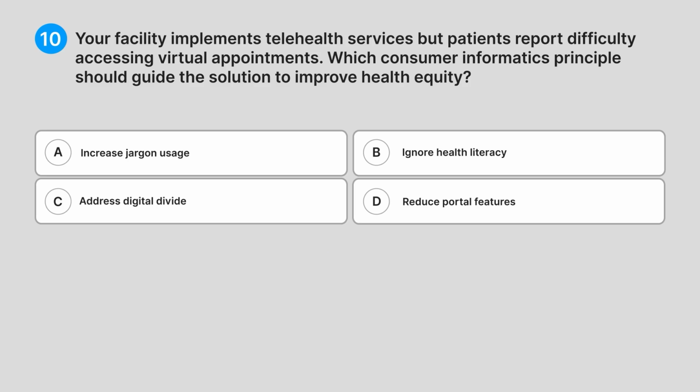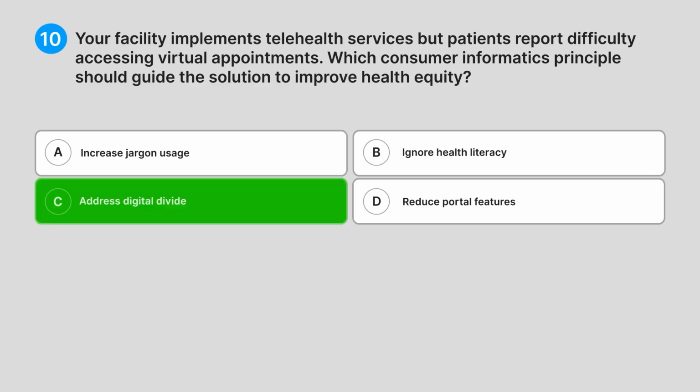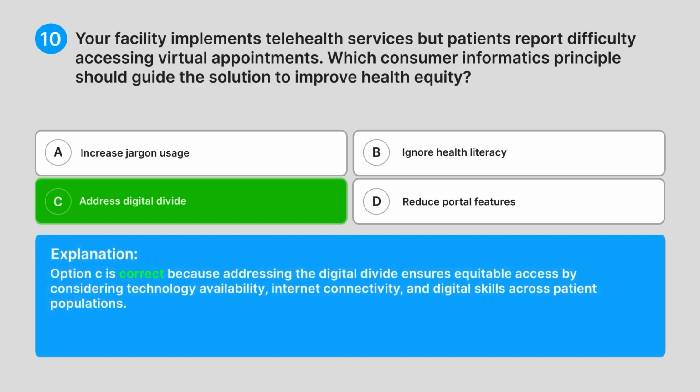Correct answer: C. Address digital divide. Explanation: option C is correct because addressing the digital divide ensures equitable access by considering technology availability, internet connectivity, and digital skills across patient populations.